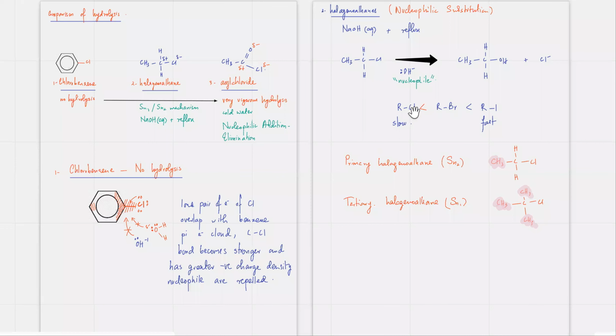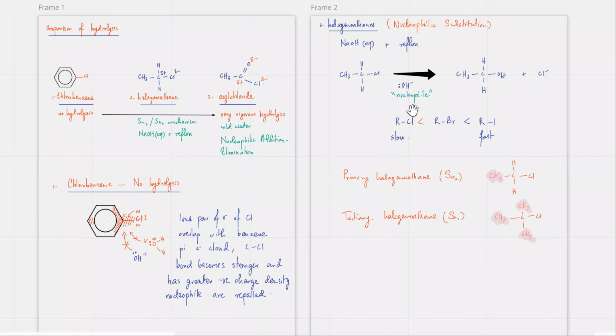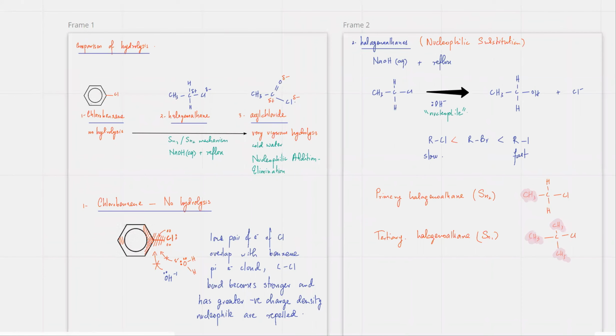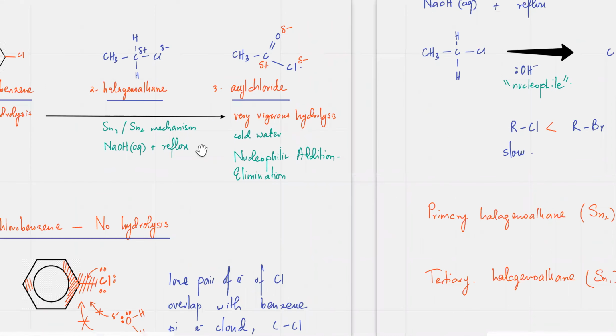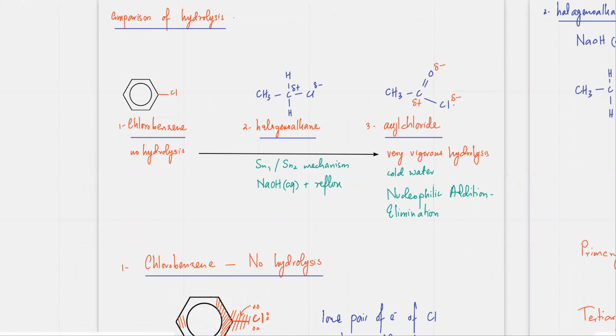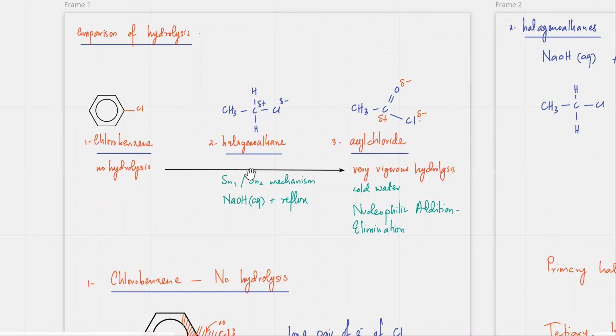Do the comparison of hydrolysis. So, what we did so far: there were 3 chlorine-related compounds whose hydrolysis and mechanisms we had to compare. The first one was chlorine with benzene, which had no hydrolysis. Halogenoalkanes, whose hydrolysis you've already studied in a lot of detail, SN1 and SN2 mechanisms, and we're going to go over them again. And the last one was acyl chlorides, which you have never studied, and they had vigorous hydrolysis.